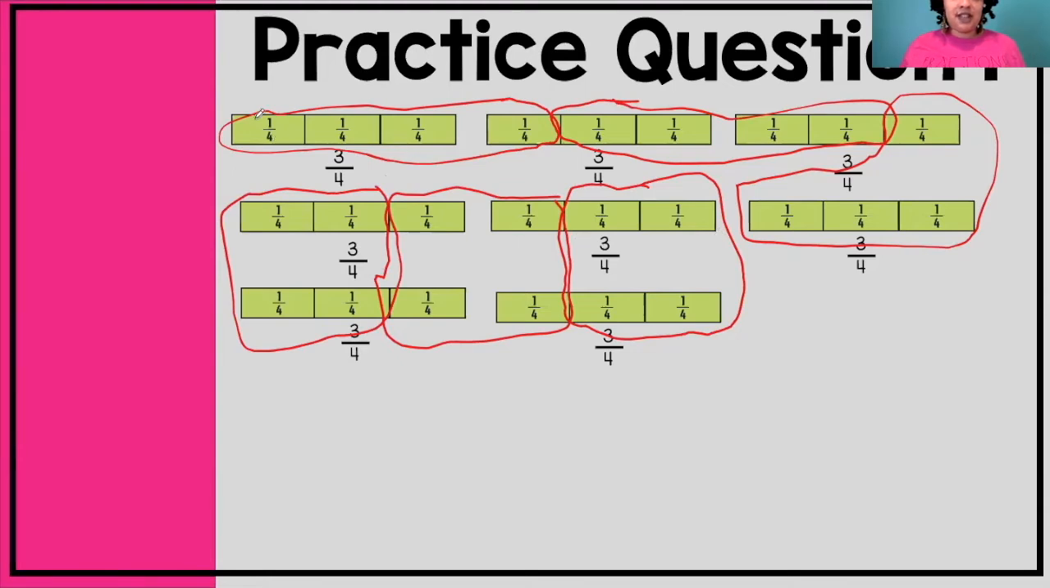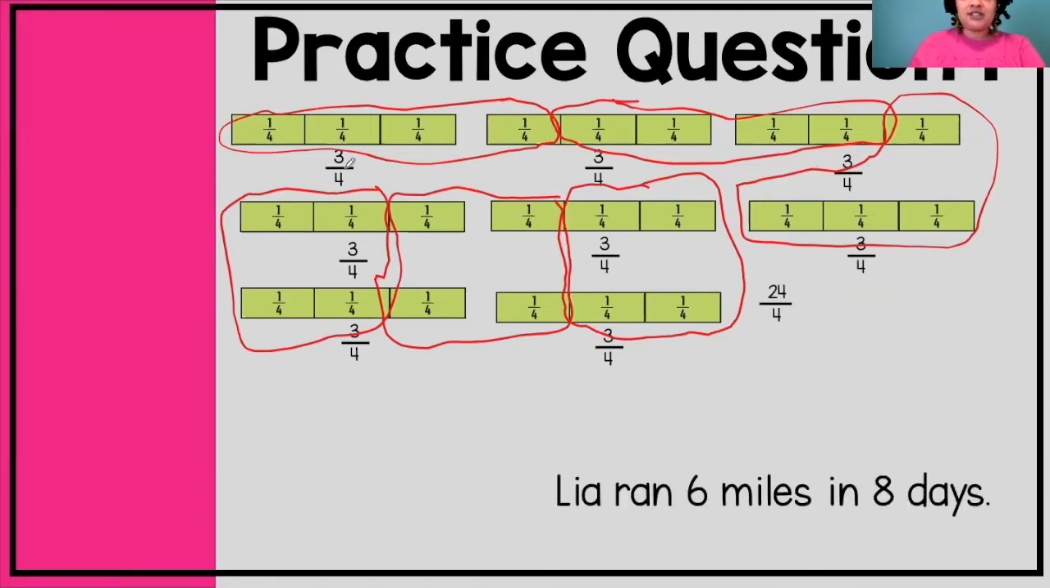So I see that I have 1, 2, 3, 4, 5, 6 wholes. So she ran 6 miles in those 8 days.